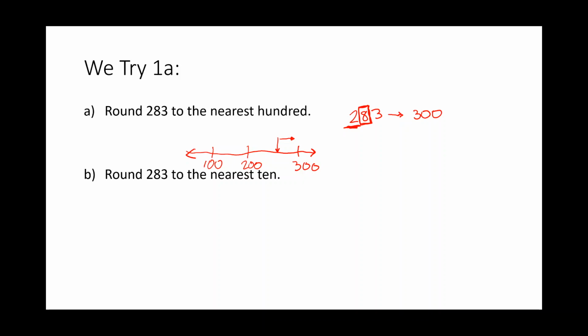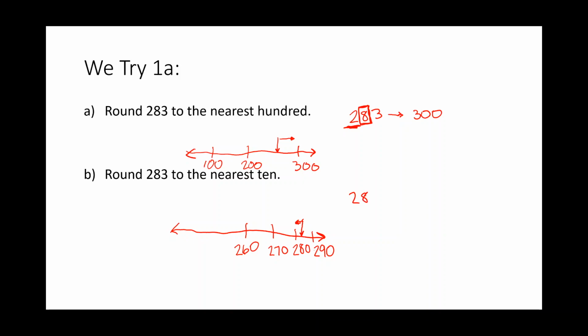Let's round 283 to the nearest 10. So I'll have my number line here. Let's make this 260. Make this 270. Here's 280. Here's 290. 283 is right here, which means the closest 10 is 280. So I'm going to round down.